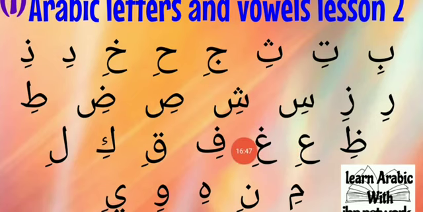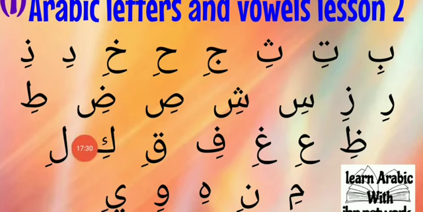Here we have faf together with kasra, so we say faf kasra fi, faf kasra fi. Here we have qaf together with kasra, so we say qaf kasra qi, qaf kasra qi. Here we have kaf together with kasra, so we say kaf kasra ki, kaf kasra ki.